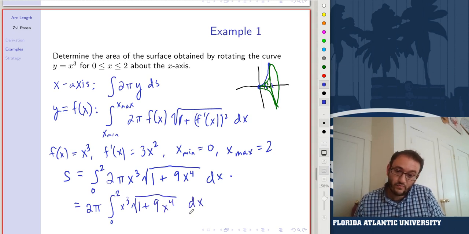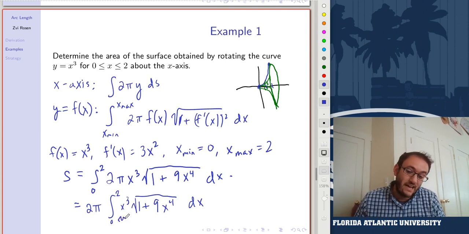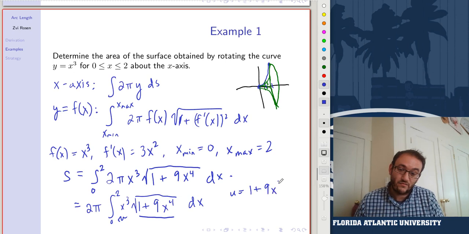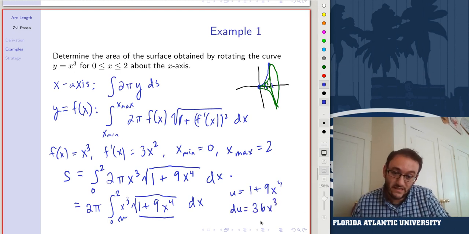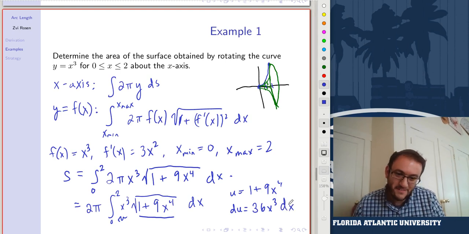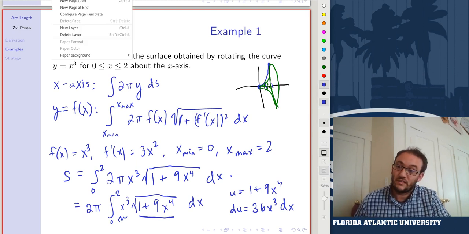Whenever you have some function inside of another function, as well as some extra stuff outside, a good thing to start thinking about is a u substitution. It turns out here that just setting this whole thing as u will give us u equals 1 plus 9x to the fourth, and du equals 36x cubed dx. It's important that we'll be able to use the x cubed dx that we have and just multiply by a constant to complete the u substitution.